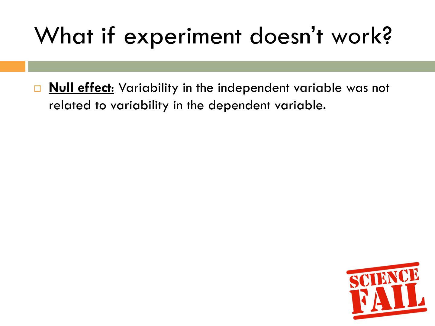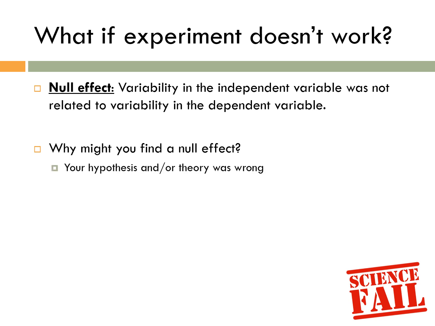And there's a number of reasons we might find a null effect, even though we have a research hypothesis that there is not a null effect, that there's actually a relationship. So why can we find this? Well, maybe our hypothesis or theory was wrong. We did a lot of research. We thought that the IV and DV were related to each other, and it turns out they're not.